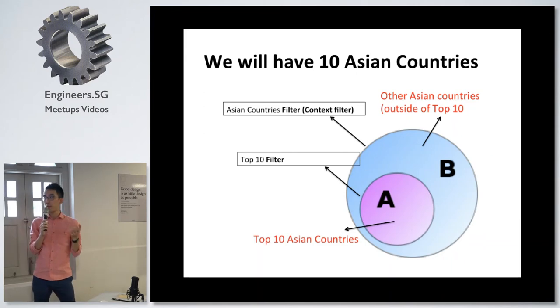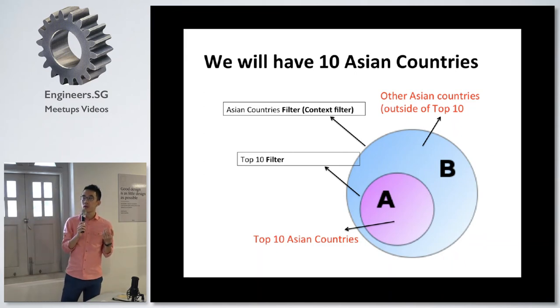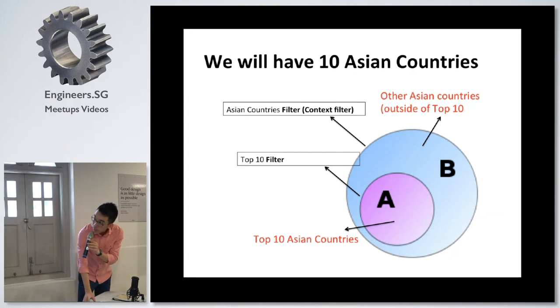I guess not everyone here has a math or engineering background, but say you learn sets in high school, right? Sets. There is a superset and a subset. This big circle is the superset. This small circle is the subset.